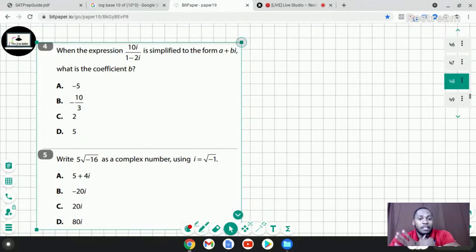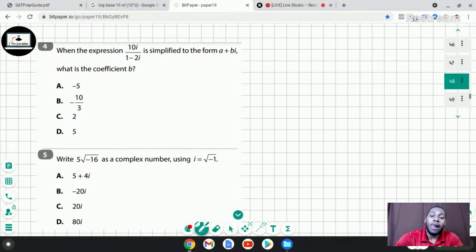So let's do this one. What they give us is a complex expression, and they ask us to simplify it to the form a plus bi. But what they really want to know is the value of b. So what that means is the value of the coefficient in front of the i, and that's one thing that we need to understand.